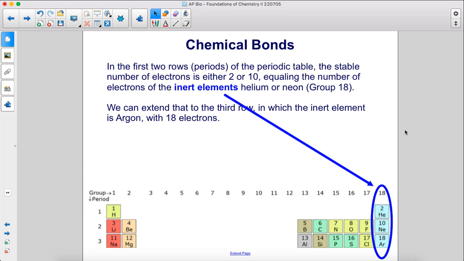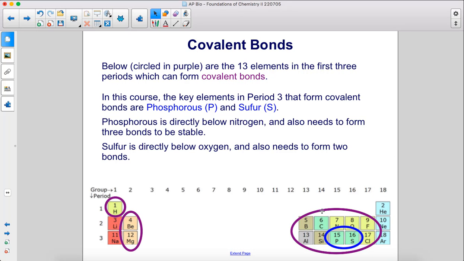In the first two rows or periods of the periodic table, the stable number of electrons is either 2 or 10, equaling the number of electrons of the inert elements helium or neon. We can extend that to the third row, in which the inert element is argon, with 18 electrons. Below, circled in purple, are the 13 elements in the first three periods which can form covalent bonds.